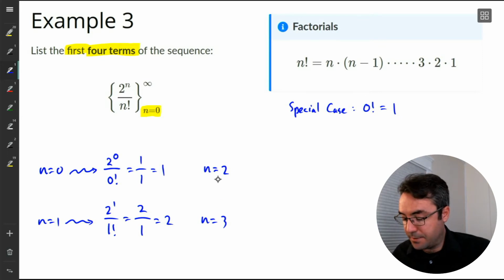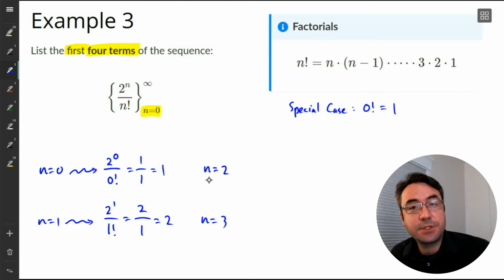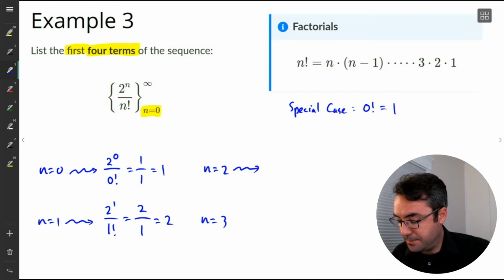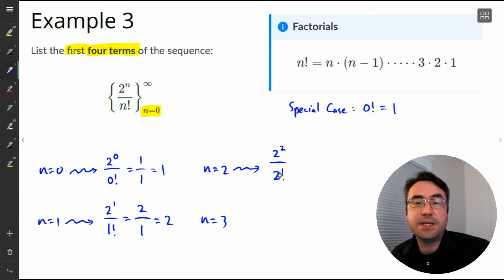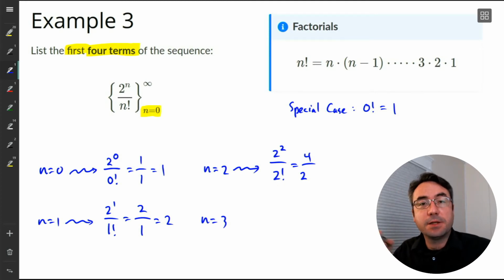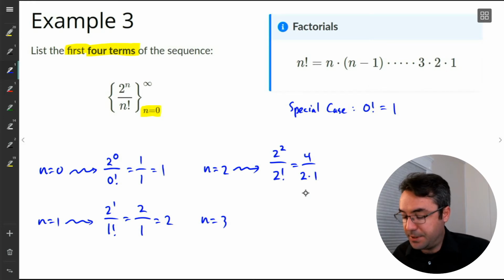All right, let's go to our third term, which corresponds to n equals 2. We're going to plug that into this formula. So we're going to end up with 2 squared over 2 factorial. And let's actually see what this is going to be equal to. So 2 squared is 4. And then what is 2 factorial? Well, we're going to start with the integer we see there, which is 2. And we're just going to start multiplying until we get down to 1. So it'll be 2 times 1. And that ends up simplifying also to 2.